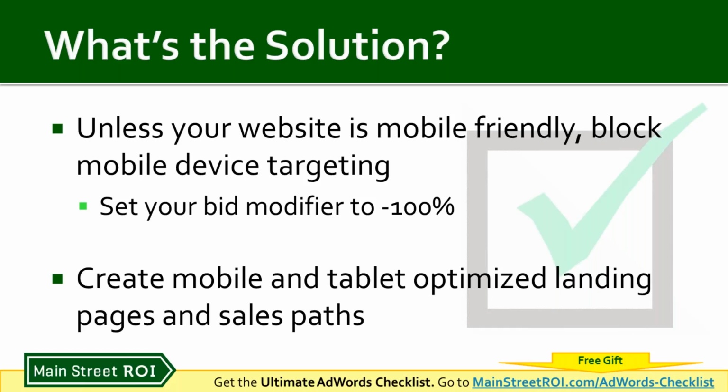Now, in the future, that should change, and you should be able to block tablets and even change your bids for tablets. But right now, you unfortunately need to target both computers and tablets. But if you don't want to target mobile, you can do that, and you just need to set what's called a bid modifier to -100%, and that just tells Google, hey, make my bid 0 for mobile devices, which effectively turns off targeting for mobile devices.